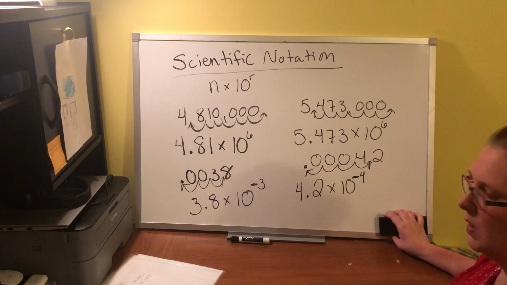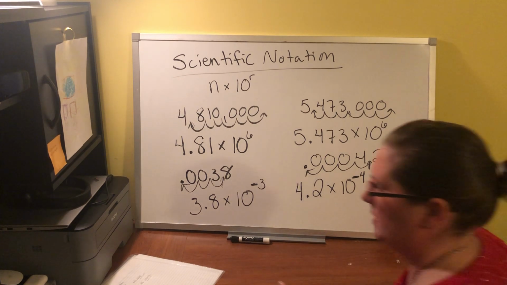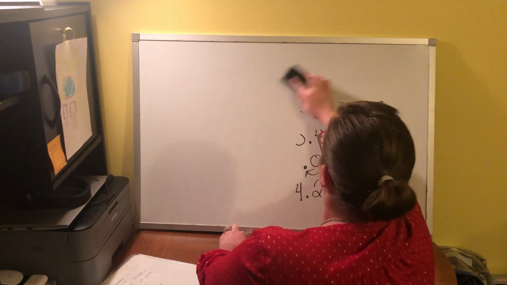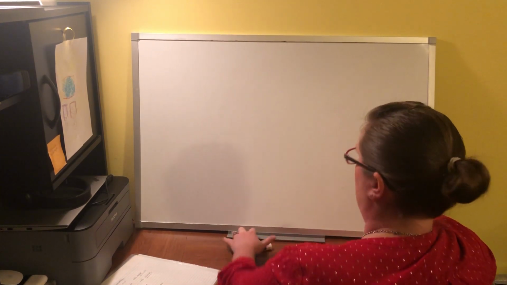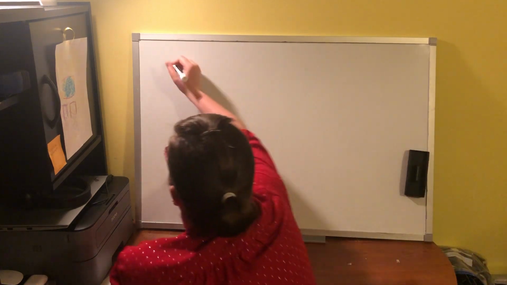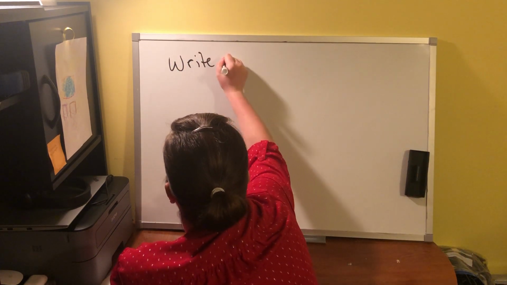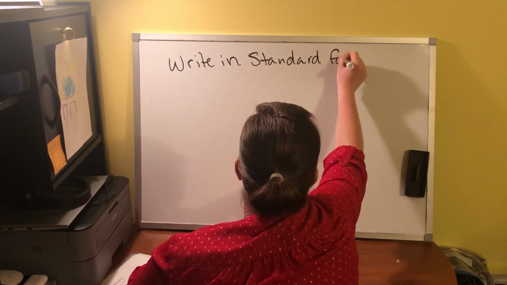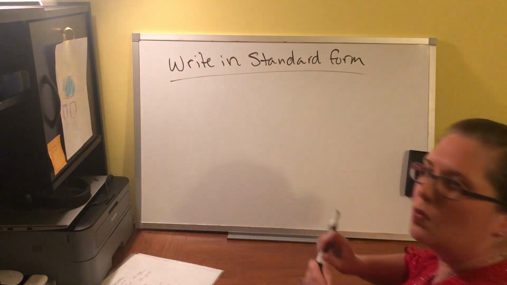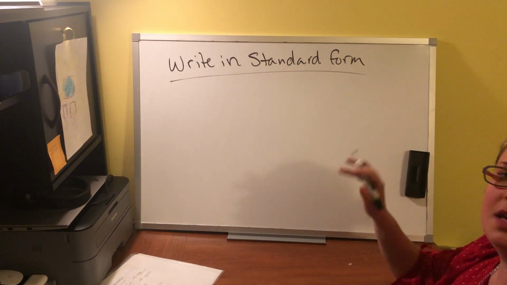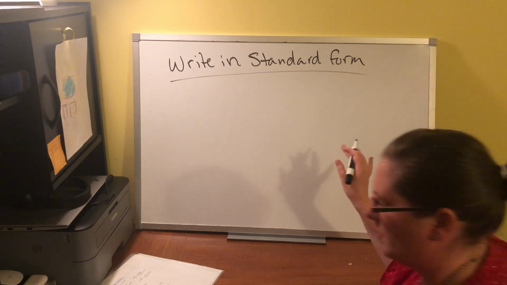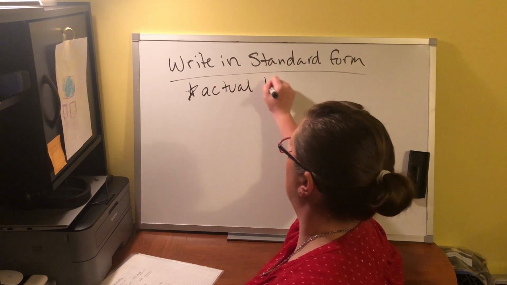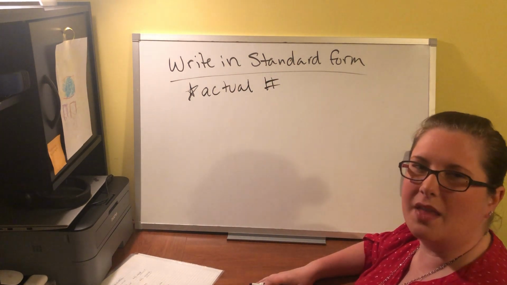All right, so there's one more quick last thing that we have to do for this section. And it will be quick. All right, they want you to write in standard form. Write in standard form. All this means is they want the full number written out. Okay, they want the original number. So if you want to remember, this is the actual number, right? That may help.